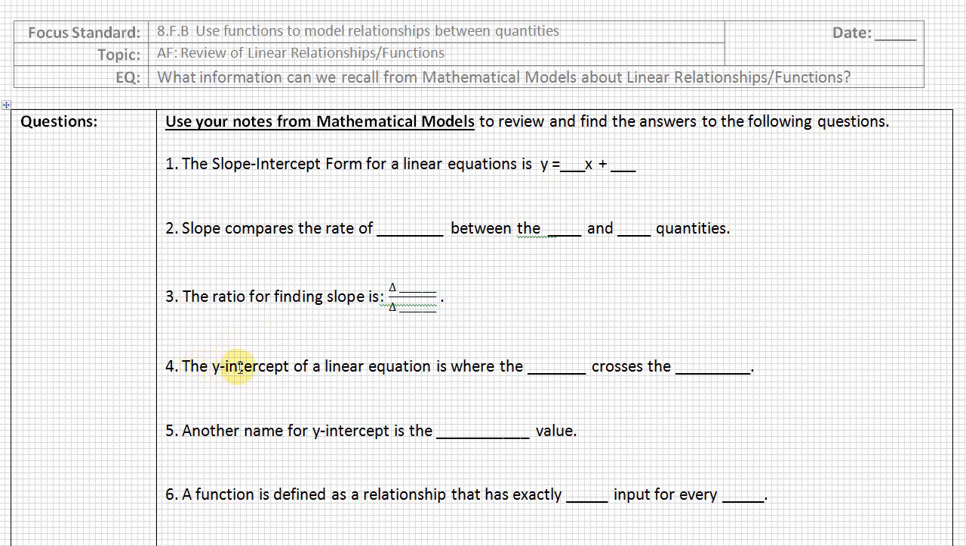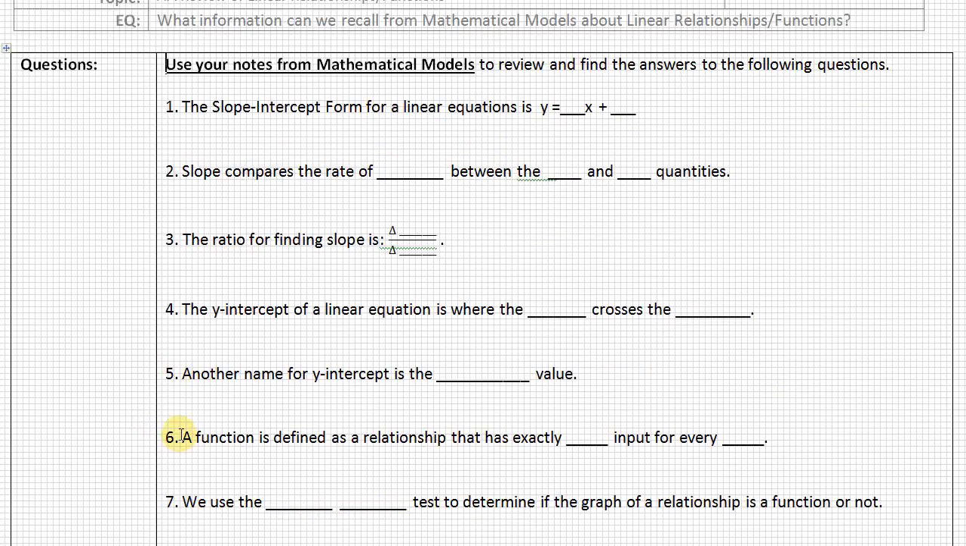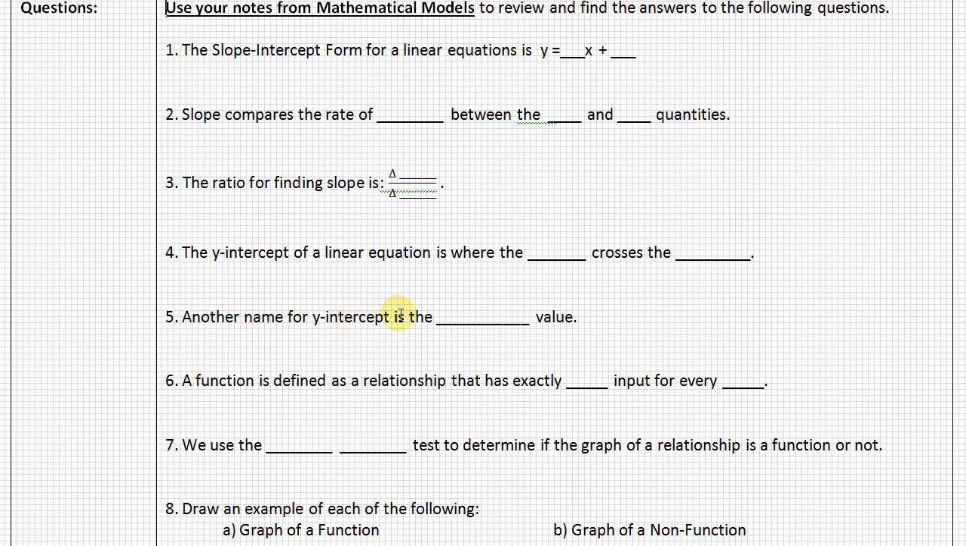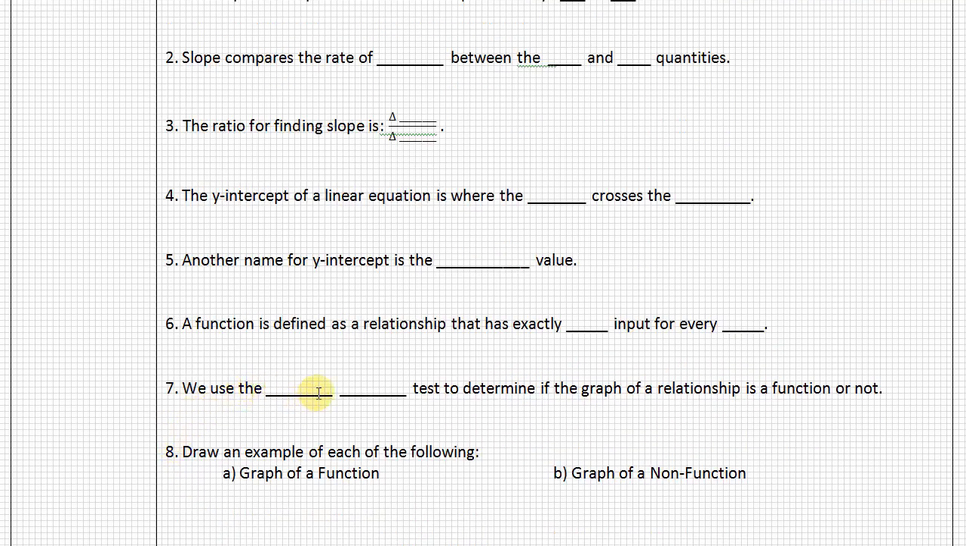Number 4, the y-intercept of a linear equation is where the blank crosses the blank. Number 5, another name for y-intercept is the blank value. Number 6, a function is defined as a relationship that has exactly blank input for every blank. And number 7, we use the blank blank test to determine if the graph of a relationship is a function or not.